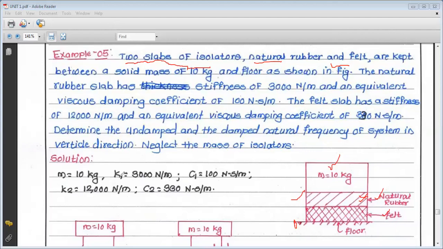Now determine the undamped and damped natural frequency in the vertical direction. Neglect the mass of the isolator. So we have to find the undamped frequency, that is omega n, and the damped frequency, that is omega d. So we have to find the undamped natural frequency and damped natural frequency of the system.